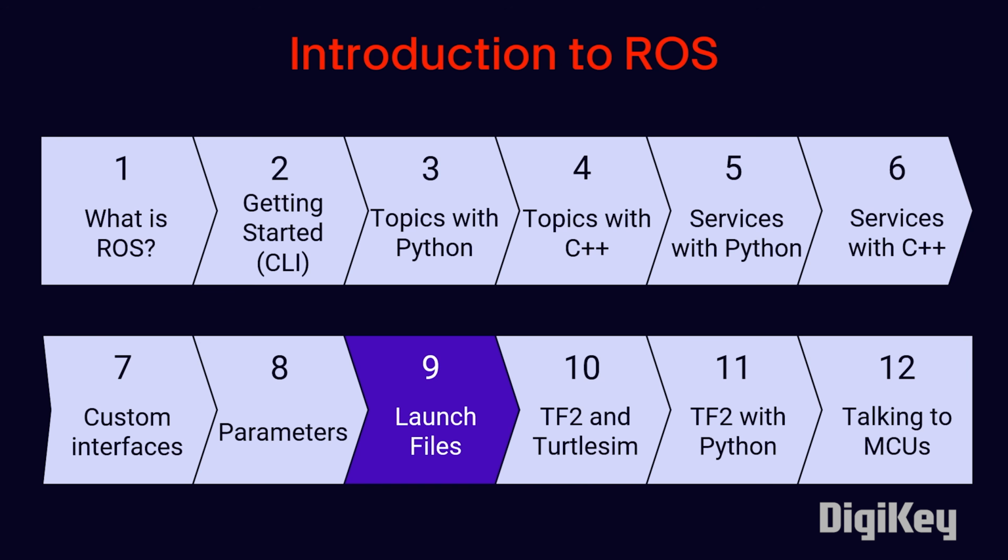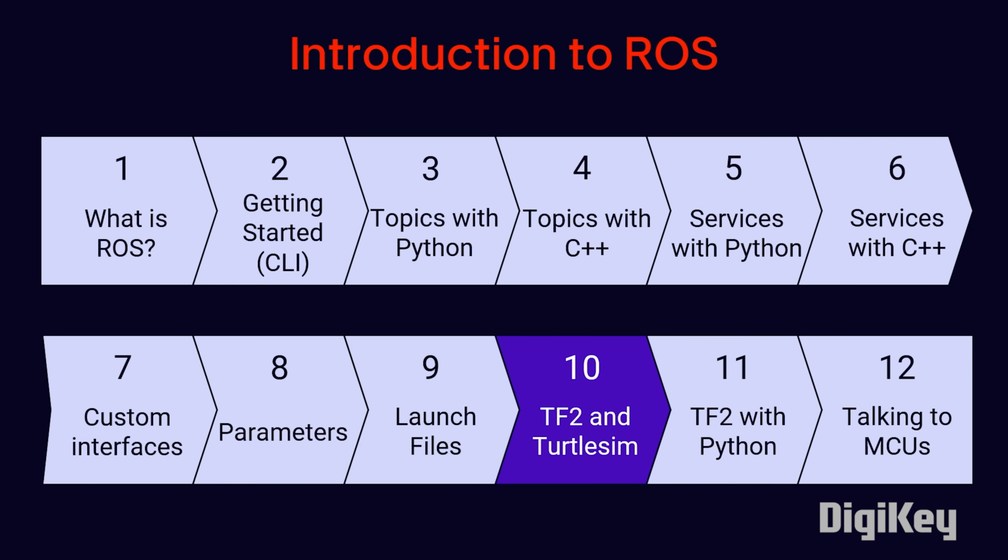Specifically, we'll talk about the TF2 library used to create transforms between frames. TF2 can be a little tricky, so we'll take 2 episodes to tackle it. Note that I'm only going to use Python here, but I'll provide a C++ example in the course's GitHub repository should you want to see it.